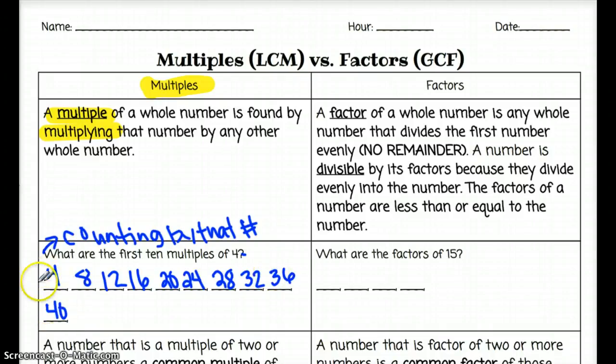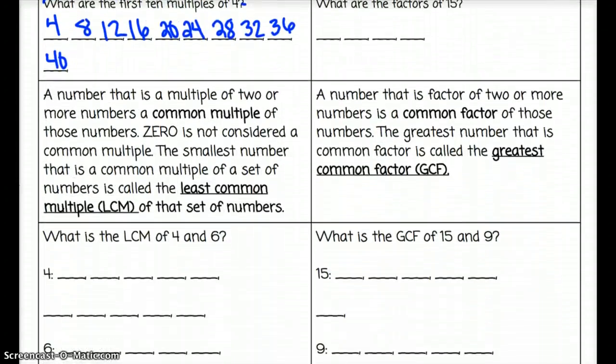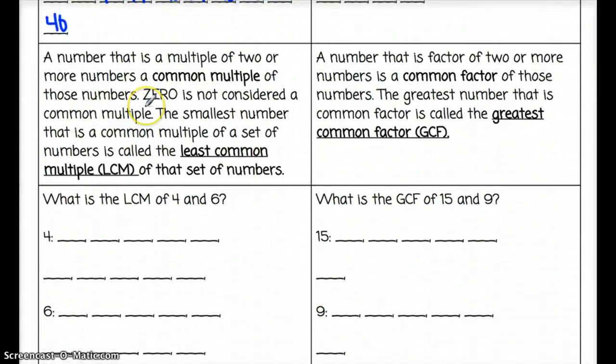Each one of these is 4 times 1, 4 times 2, 4 times 3, 4 times 4, 4 times 5, 4 times 6, 4 times 7, 4 times 8, 4 times 9, and 4 times 10. Those are the multiples. So, let's look at more that we have here. Now we're going to talk about common multiples.